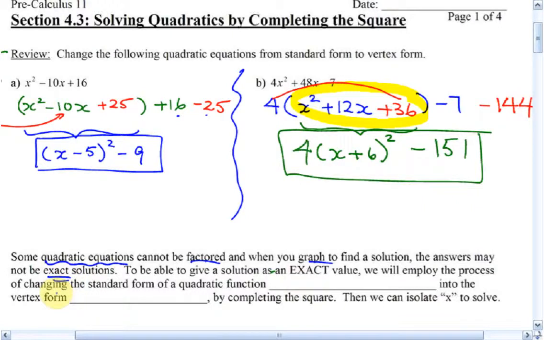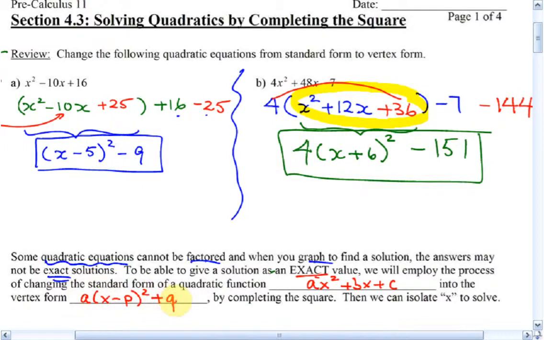Like when you have pi, that big long decimal, you don't write down 3.14, you write down pi, the exact answer. So today what I want to show you is to be able to give a solution as an exact value. We will employ this process of changing the standard form equation, which is like what I have in the beginning, to a form like this. What form is this? Yeah, so to changing the standard form of a quadratic, ax squared plus bx plus c, into the vertex form, which we learned in chapter 3, a bracket x minus p all squared plus q.